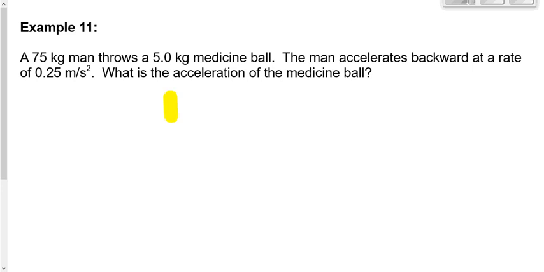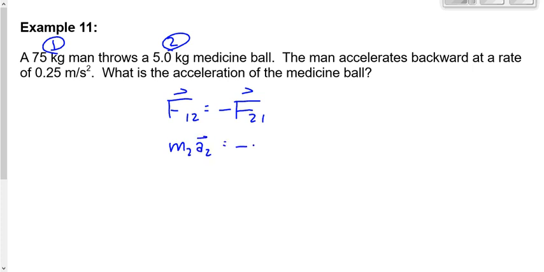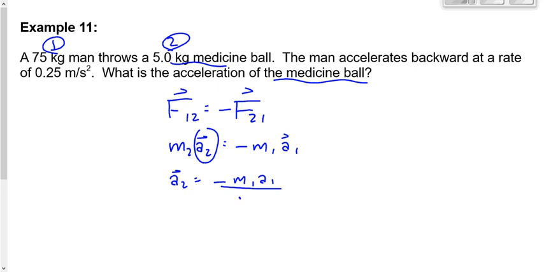So let's first define the man as object 1 and the medicine ball as object number 2. Let's say F12 is equal and opposite to F21. Let's say M2 times A2 is equal to negative M1 times A1. And now let's rearrange this to solve for the acceleration of the medicine ball, which is A2. Medicine ball is object number 2. So A2 is equal to negative M1 A1 over M2.